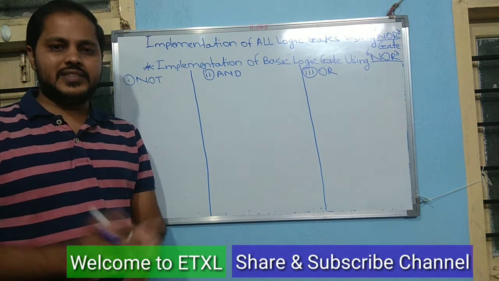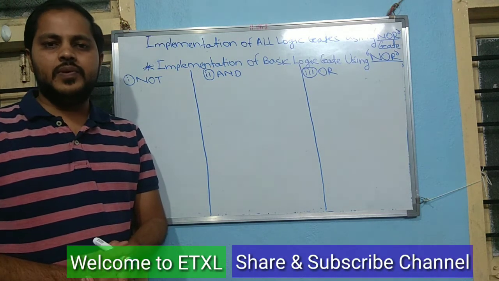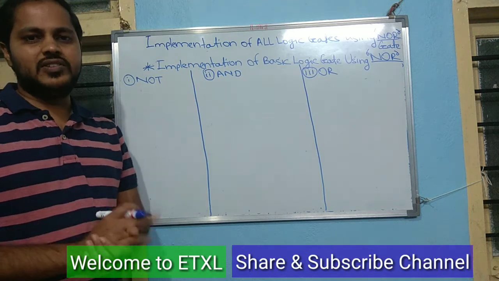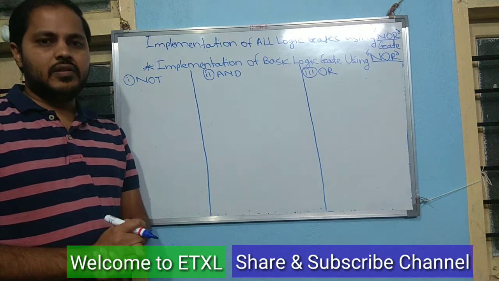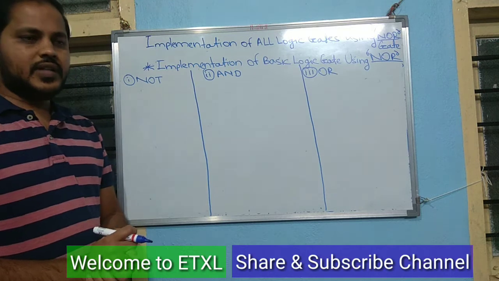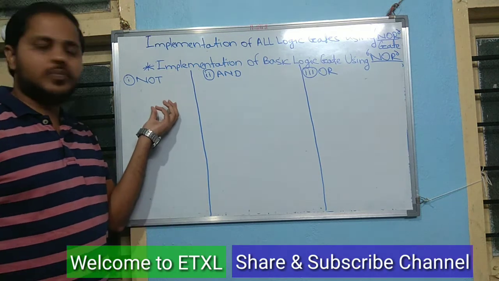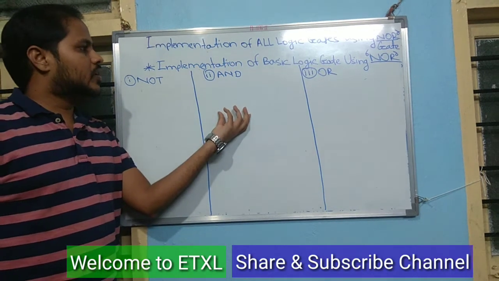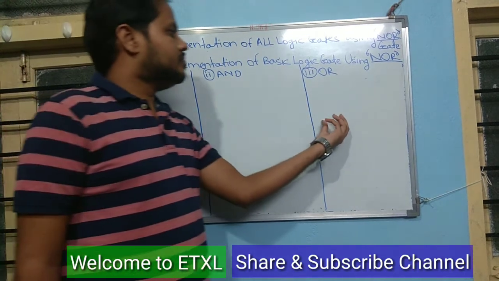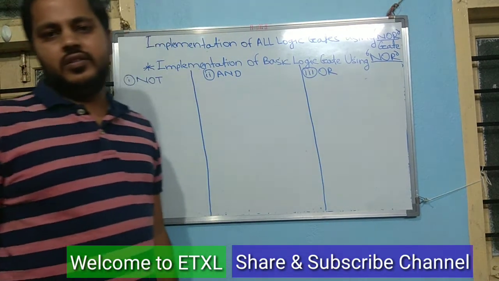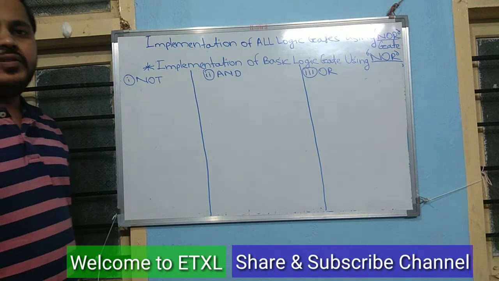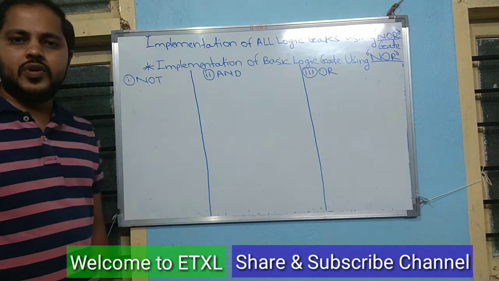Okay, let's start the implementations of basic logic gates by using the NOR logic gate. In that, we are seeing the first implementation of the NOT logic gate, then we are going for the AND logic gate, then we are going for the OR logic gate. Okay, let's start the implementation of the NOT logic gate.